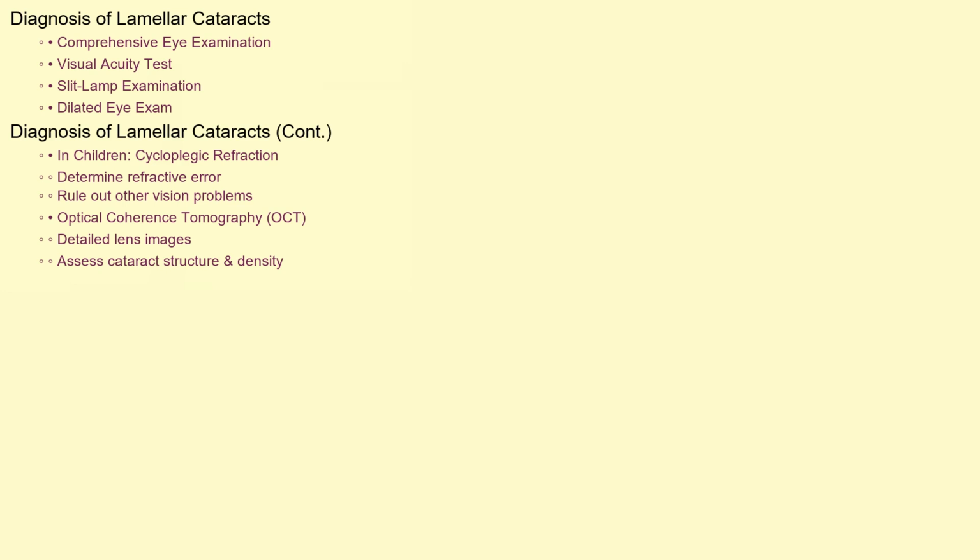Diagnosis of lamellar cataracts typically involves a comprehensive eye examination by an ophthalmologist. This includes a visual acuity test to measure how well the patient can see, a slit lamp examination to visualize the lens in detail, and a dilated eye exam to assess the size, shape, and location of the cataract. In children, a cycloplegic refraction is performed to determine the refractive error, need for glasses, and rule out other causes of vision problems. Optical coherence tomography (OCT) can also be used to obtain detailed images of the lens and assess the cataract's structure and density.